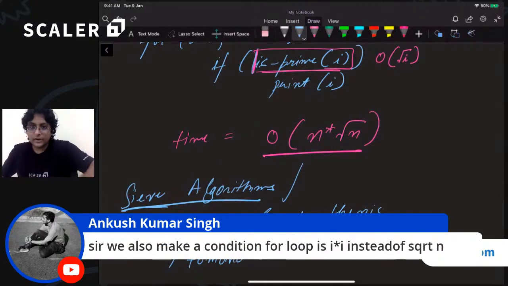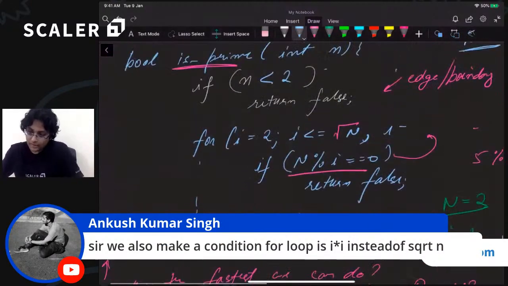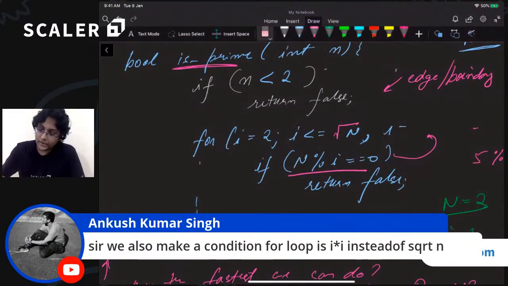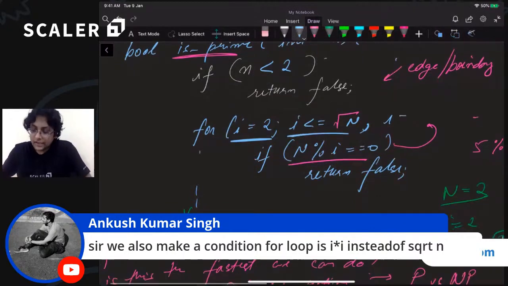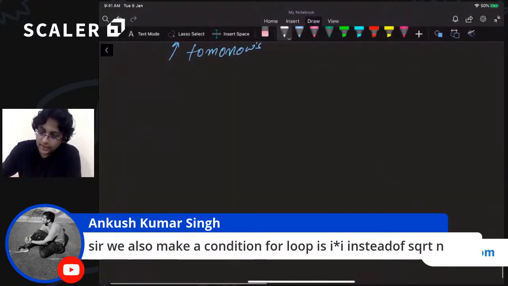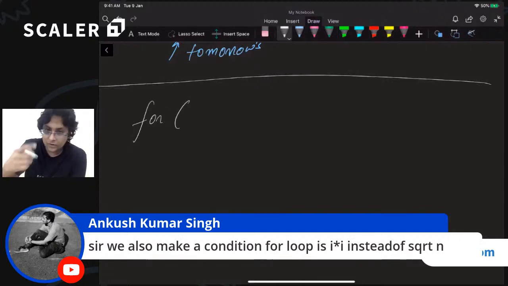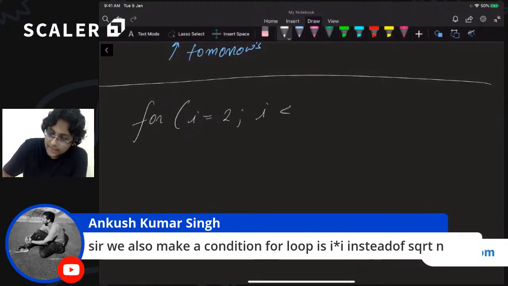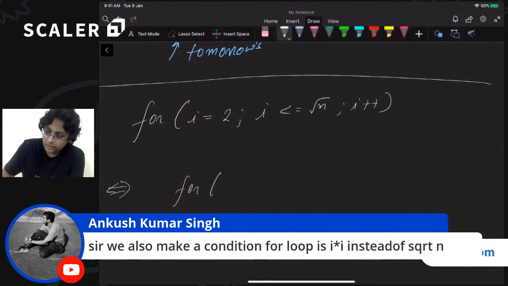Yes. So Ankush is pointing out that in this particular program that you wrote, this loop as i equals 2 all the way till square root of n can be rewritten in this manner as well. These two loops are equivalent. i equals 2, i less than or equal to square root of n, i plus plus. This loop is the exact same as this loop: for i equals 2, i times i less than or equal to n, i plus plus.